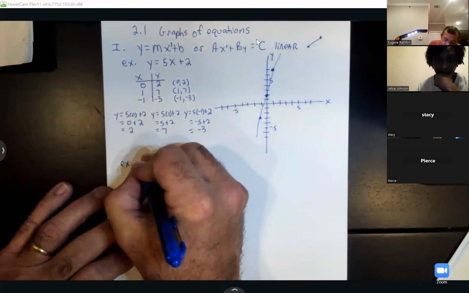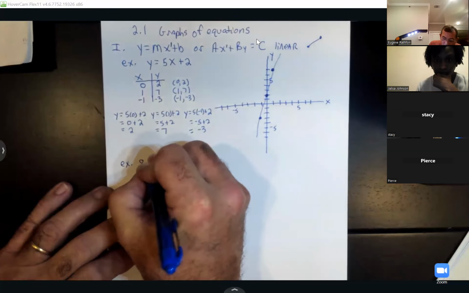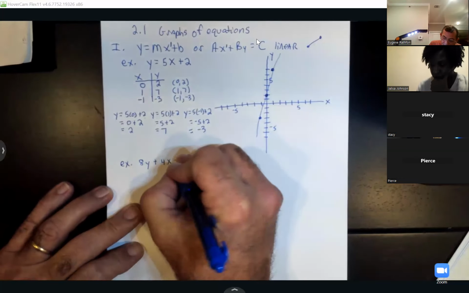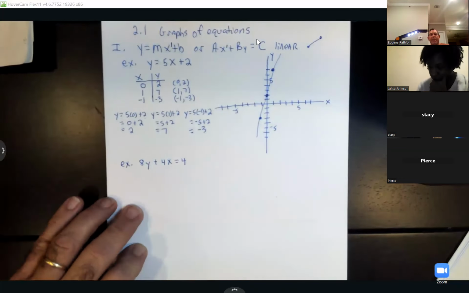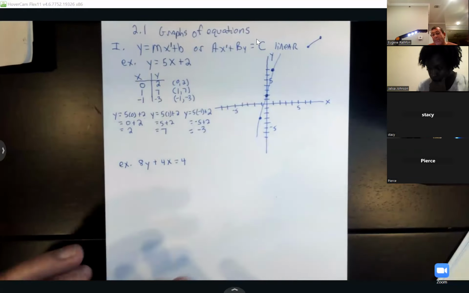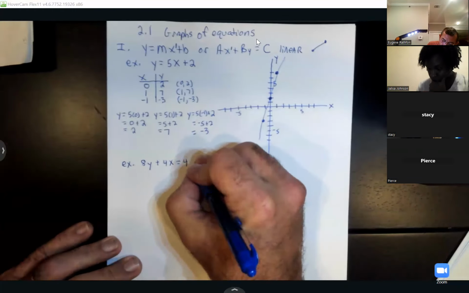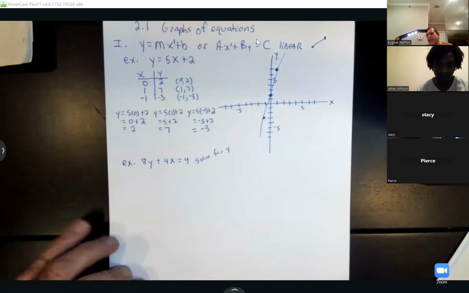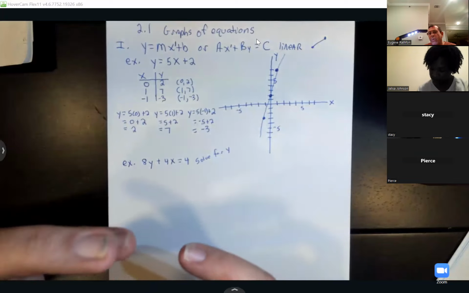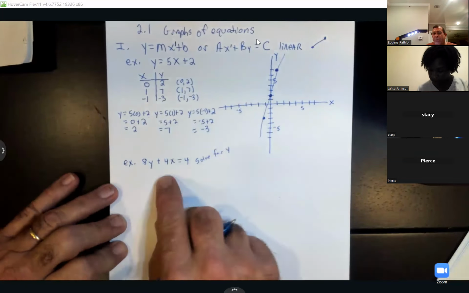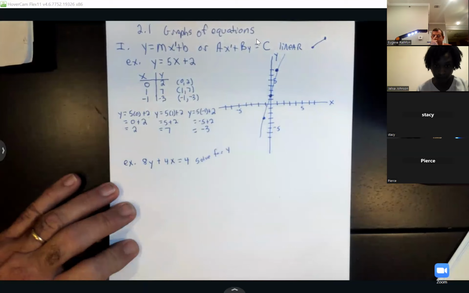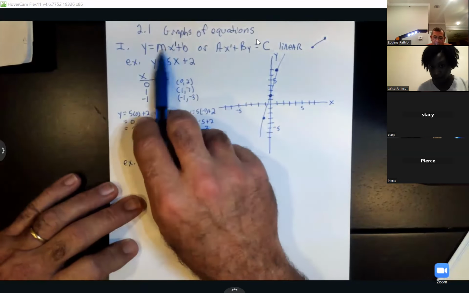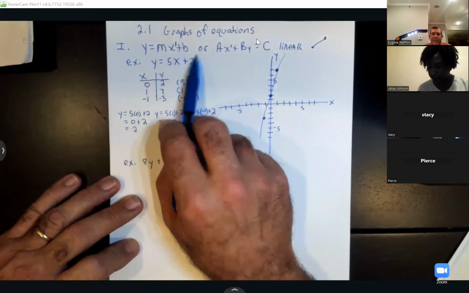All right, so let's try this one and see what we're going to do. 8y plus 4x equals 4. So this one, before I get me a table for this one, I always want to solve these for the y. Now, the little bit of the support homework for 2.1, it'll actually have you solve some of these for the y to get you practice at it. Now, I'm solving this for the y. I want it to look like this. Y equals something plus something, okay?